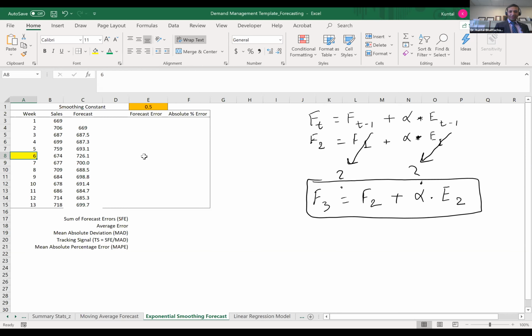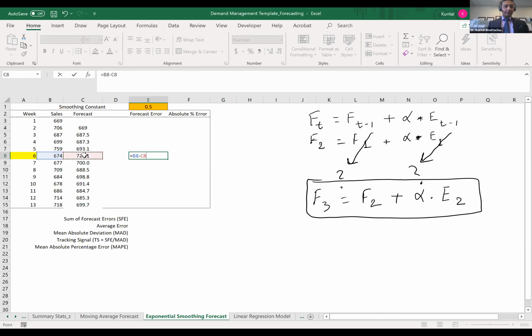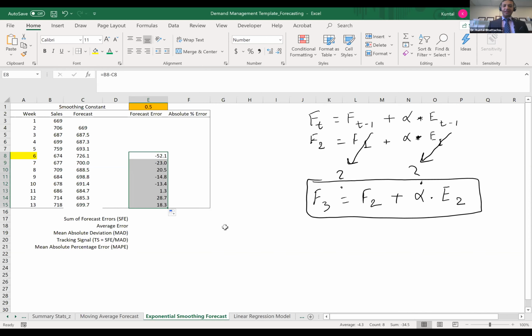So your forecast error again is essentially this value minus the forecasted value, B8 minus C8. And so that becomes your forecast error, and you drag that, it gives you all the other forecast errors.